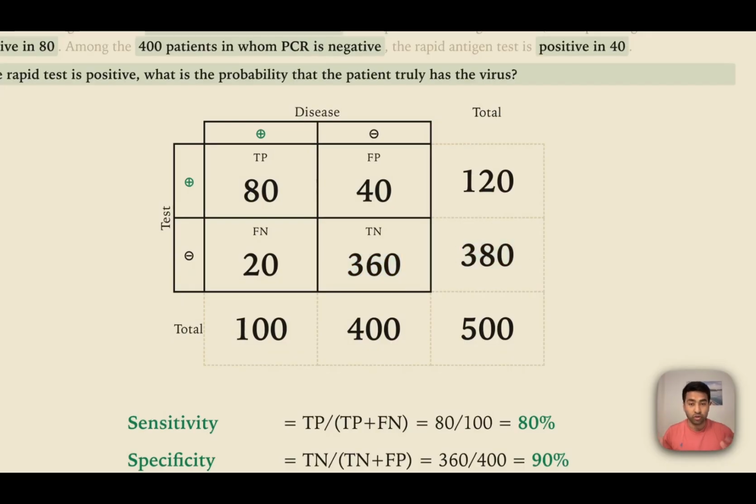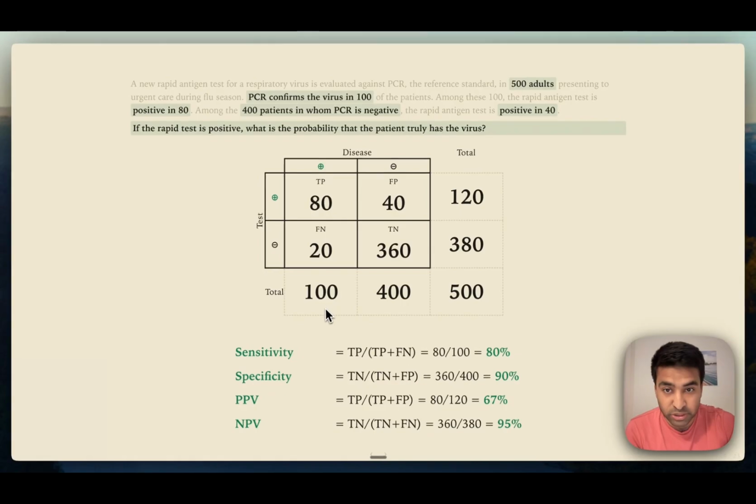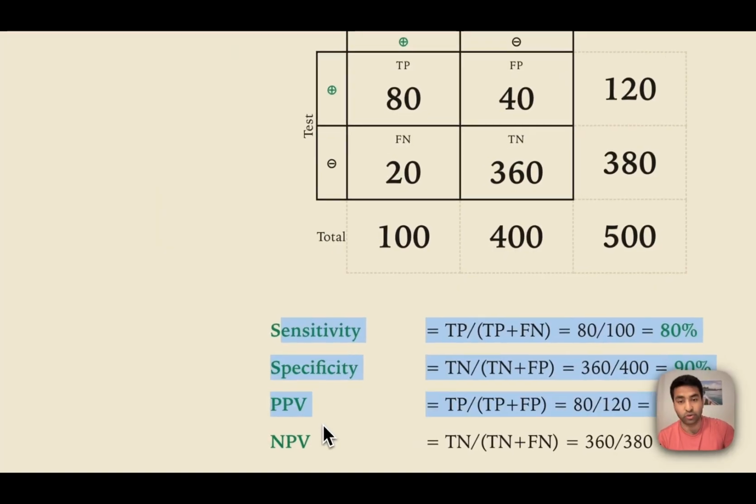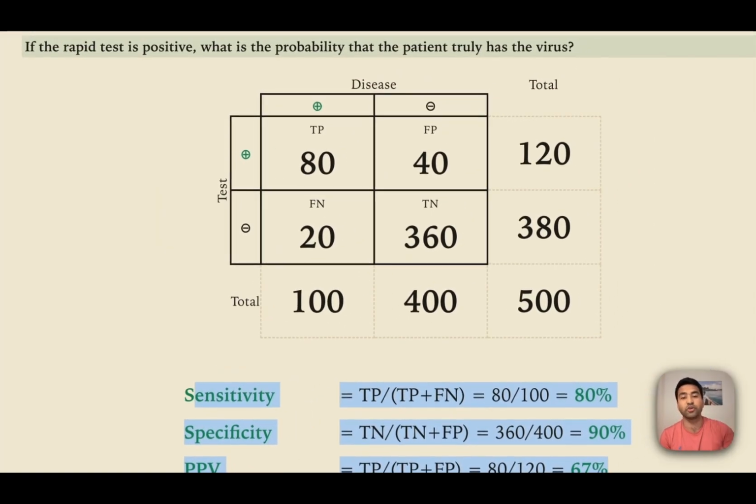Now you know all of the people who have a positive PCR and a positive antigen test, a negative PCR and a negative antigen test. At this point, we come to the actual questions. Once you have your chart filled, this should feel instant.